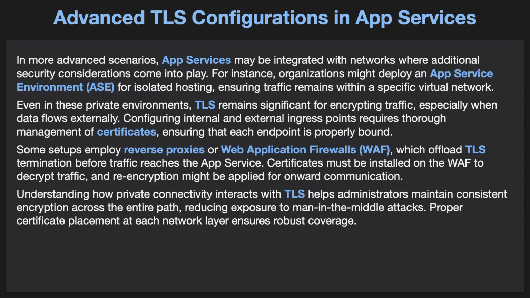Some setups employ reverse proxies or web application firewalls, WAF, which offload TLS termination before traffic reaches the app service. Certificates must be installed on the WAF to decrypt traffic, and re-encryption might be applied for onward communication. Understanding how private connectivity interacts with TLS helps administrators maintain consistent encryption across the entire path, reducing exposure to man-in-the-middle attacks. Proper certificate placement at each network layer ensures robust coverage.